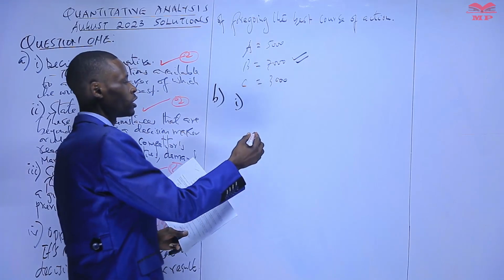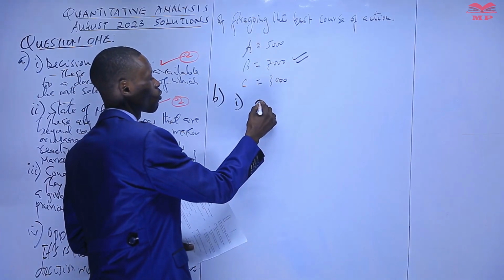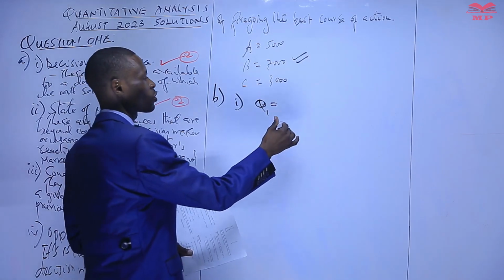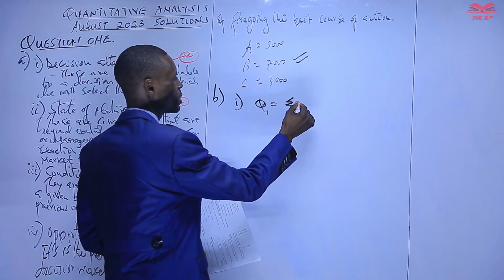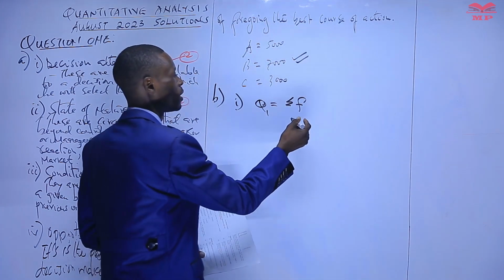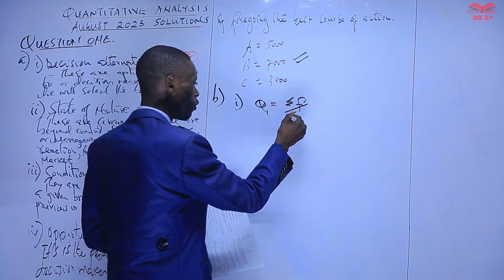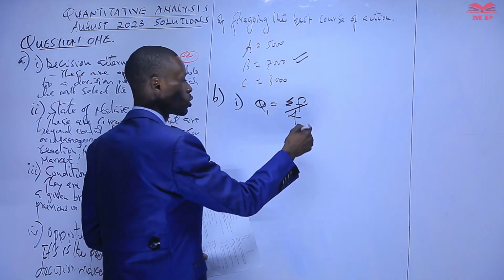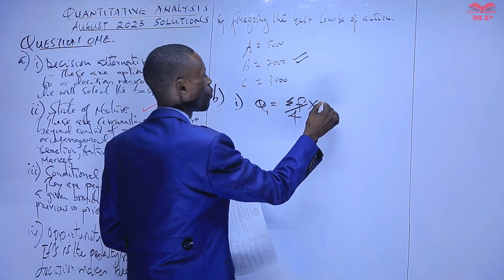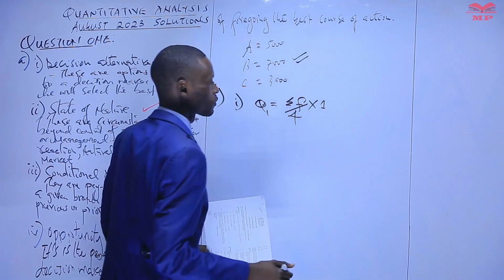At that point, you have to quote quartile 1. How do we get quartile 1? Quartile 1 we get as the summation of f, that is the frequency, divided by 4, because it's a quartile, then you multiply with 1.